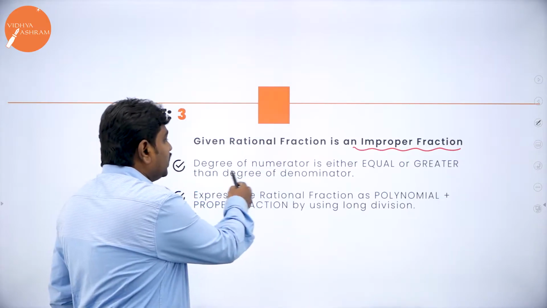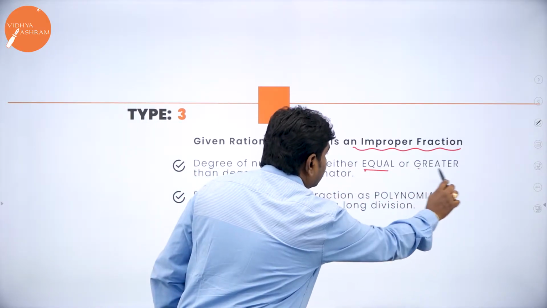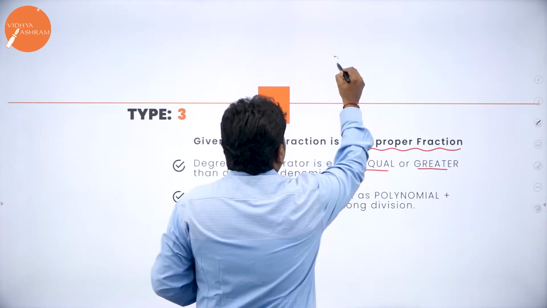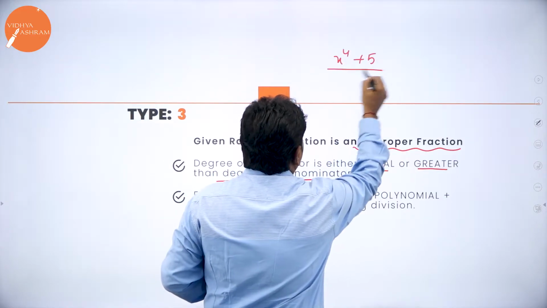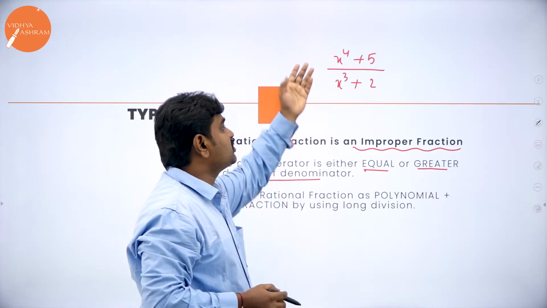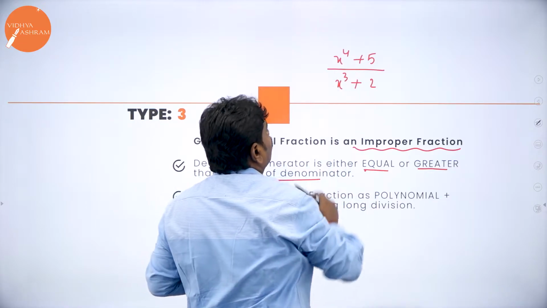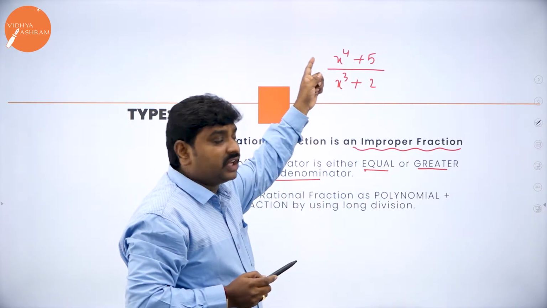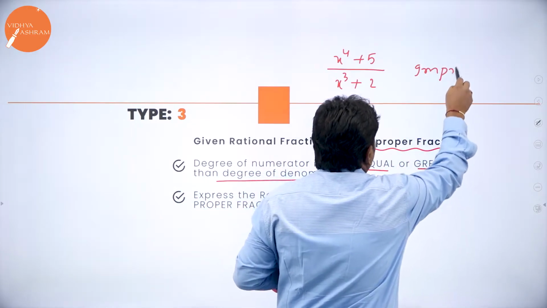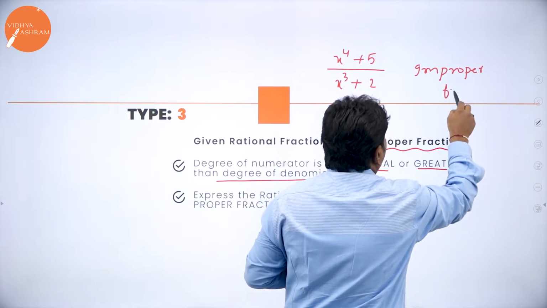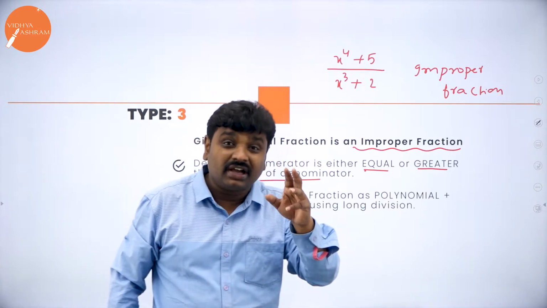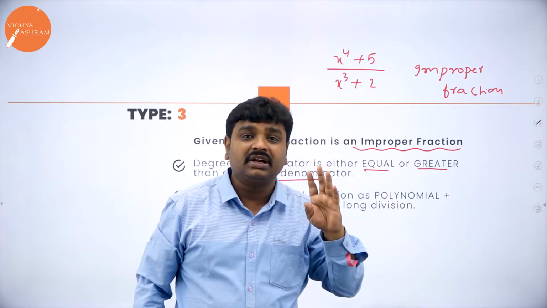Here I have written, the degree of numerator is either equal or greater than the degree of denominator, we call it an improper fraction. For example, I will write x power 4 plus 5 divided by x cube plus 2. Observe the degree of numerator. Degree means the highest power. So here what is the degree? 4. Here what is the degree? 3. So if you observe, degree of numerator is more. If degree of numerator is more, we call it improper. So whatever I wrote is what? Improper fraction. First you should know what is improper fraction, then we can resolve. If degree of numerator is greater than degree of denominator, then it is improper.